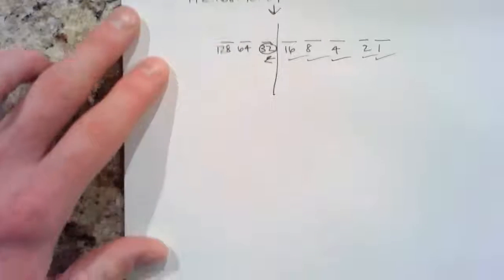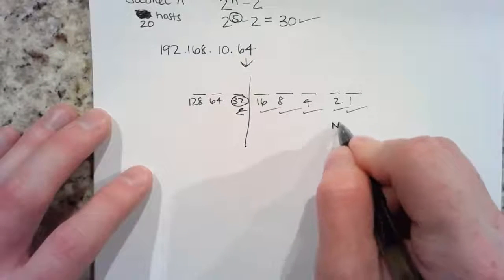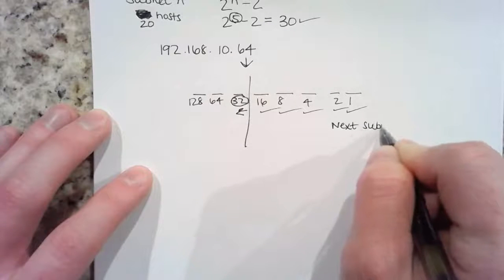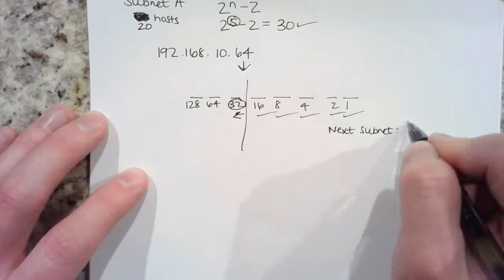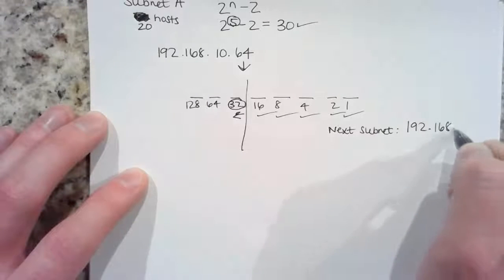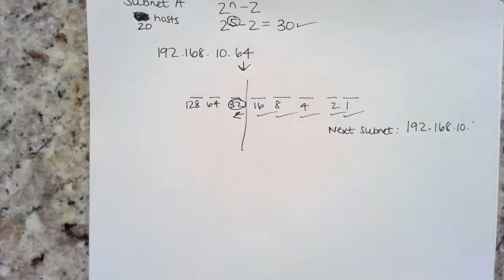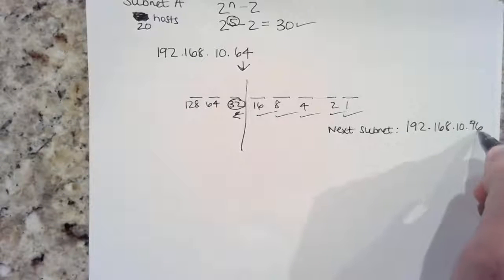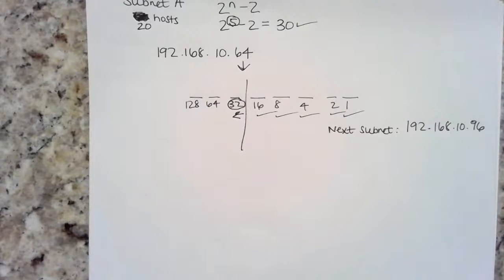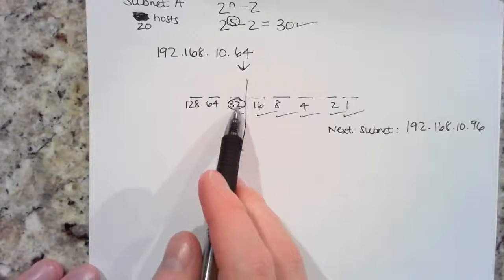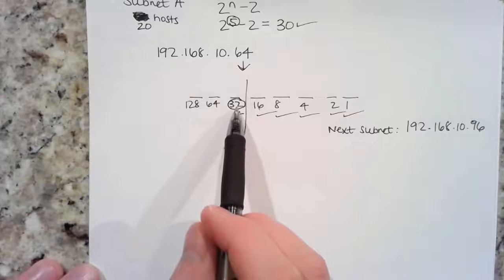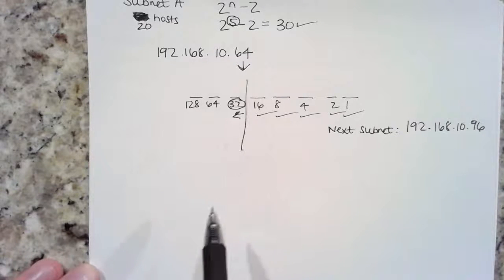So that means that our next subnet starts at 192.168.10.64 plus 32. If we add on to that, is 96. That's going to be the start of our next subnet, which would be our subnet C. Or you can think about it, let me add 31 addresses to 64 because you just minus 1 from that, and the end is 95.